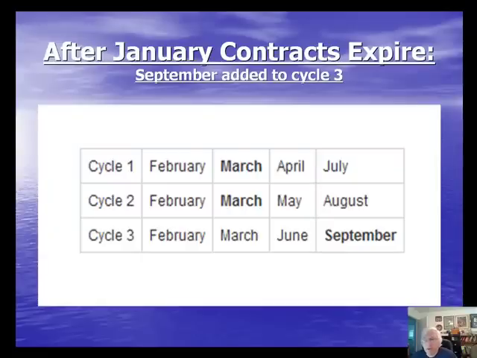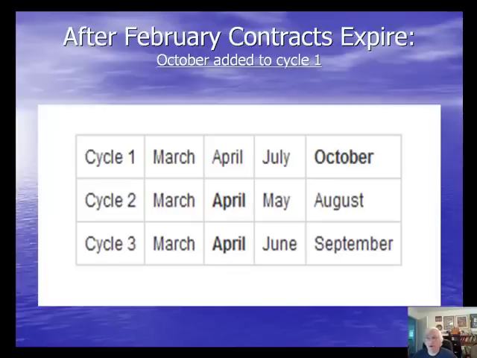In cycle 1, the next 2 option choices available are the first month of the next 2 quarters, that being April and July. Cycle 2 has the middle month of the next 2 quarters available, that being May and August. And finally, in cycle 3, they have the third month of the next 2 quarters available, that being June and September. And September is the month that was added from the previous chart.